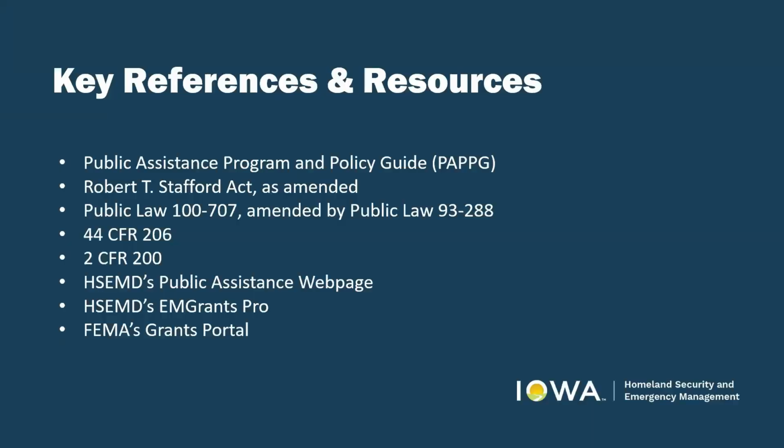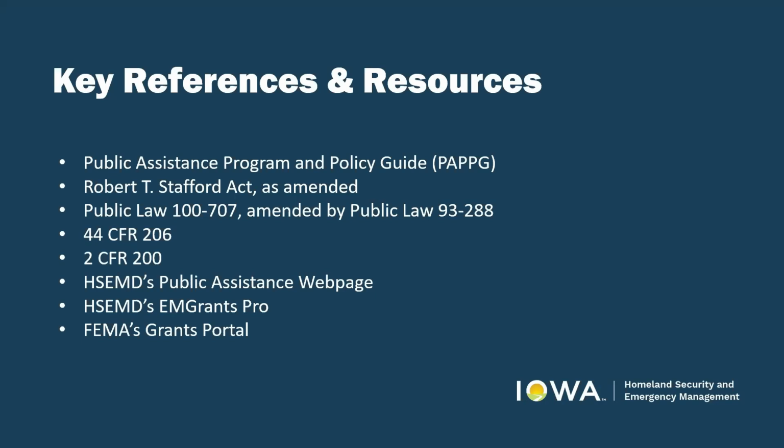Some key references and resources for you is the PAPPG, which is the Public Assistance Program and Policy Guide. This includes detailed guidance on program requirements, including work, facility, and cost eligibility, and the current version we're using for this disaster is version 5. I will email this out along with a copy of the slides and some other resources for you after the applicant briefing.